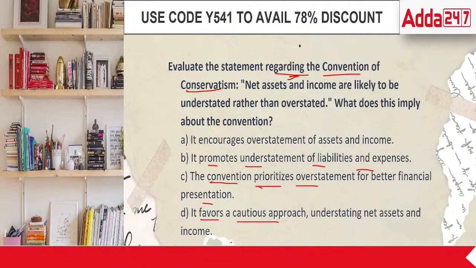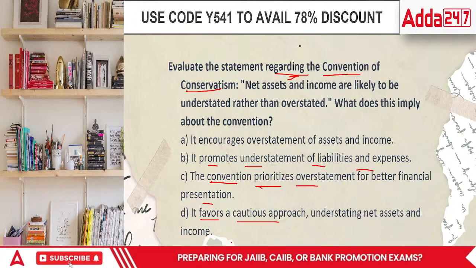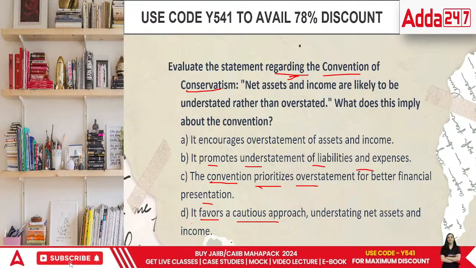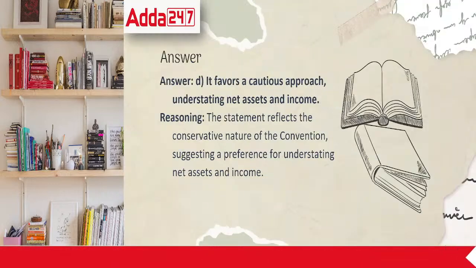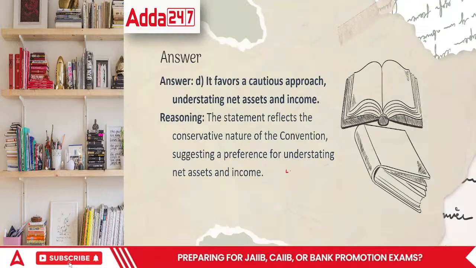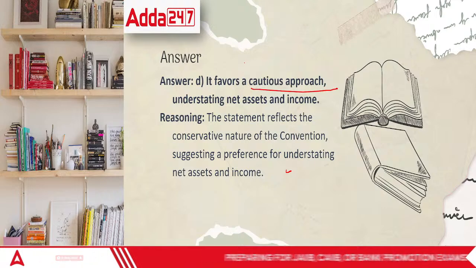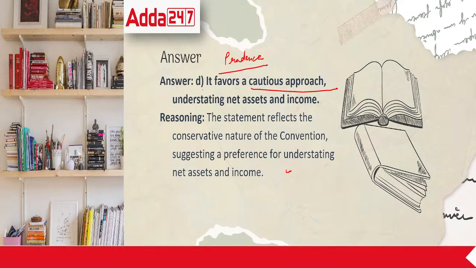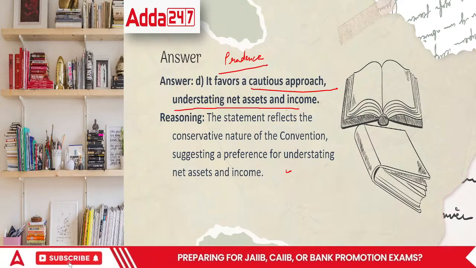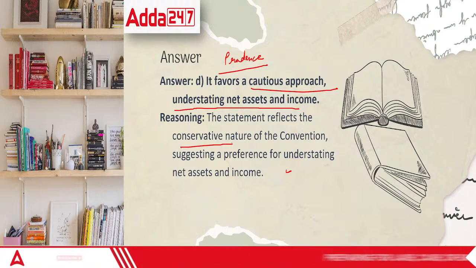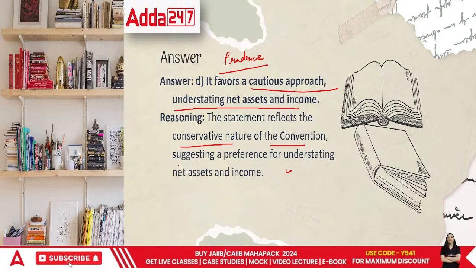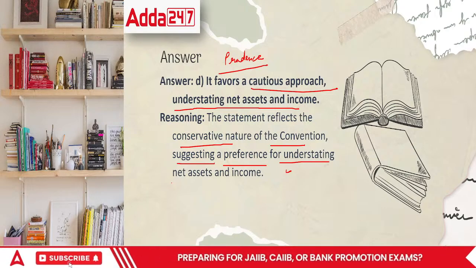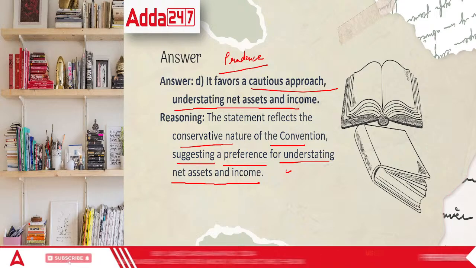When we talk about this point now, conservatism is actually preparing for your future losses. So I would say this is actually called prudence as well. In terms of prudence, in terms of a cautious approach, it can be stated as something where the statement reflects the conservative nature of the convention, suggesting a preference for understating the net assets and the income. Okay?